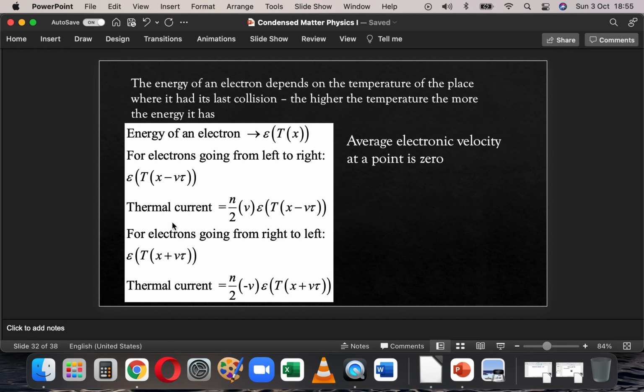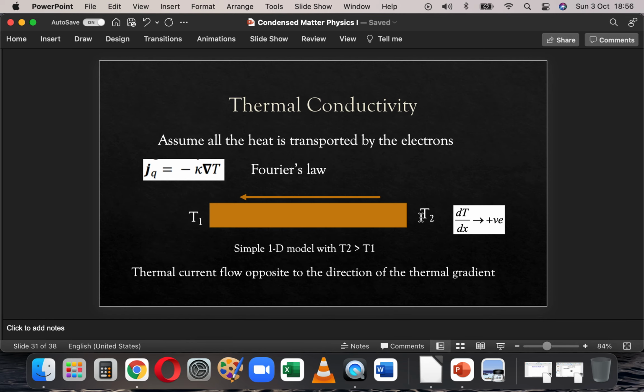Now, what we are going to assume here, in addition, is that there is only heat conduction. There is no electrical conduction. That is, the average electronic velocity at any point in the metal is 0. That is, you have equal current of electrons flowing from right to left and from left to right. So there is no electrical conduction, but there is heat conduction.